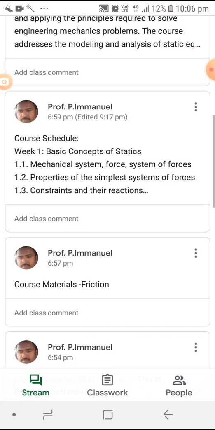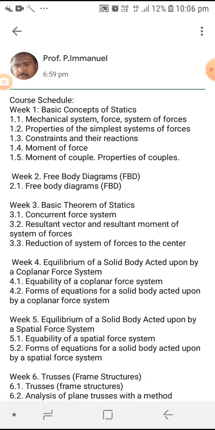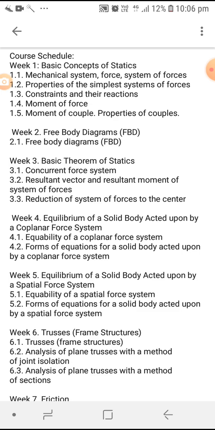Now, the second one is the course schedule. How are we going to cover this engineering mechanics subject? I have scheduled it for 8 weeks. Week 1 is basic concepts of statics. In this first week we are going to learn the very basic things like forces, moment, couple, etc. In the second week, the very important topic, the free body diagram, which is very important in engineering mechanics, we are going to deal with.